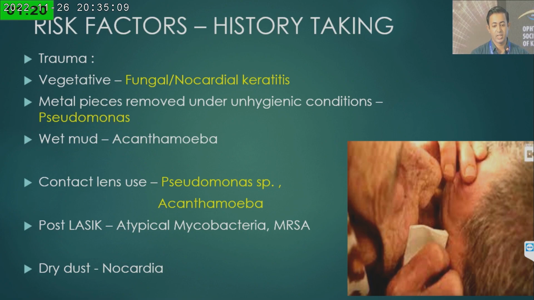Coming to risk factors, the history taking part. This is the most important part, that we always have to elicit a detailed history of the patient. Always look for a history of trauma. Whenever you have trauma with vegetative matter, suspect a fungal or nocardial keratitis. Metal pieces such as these may be removed under unhygienic conditions.